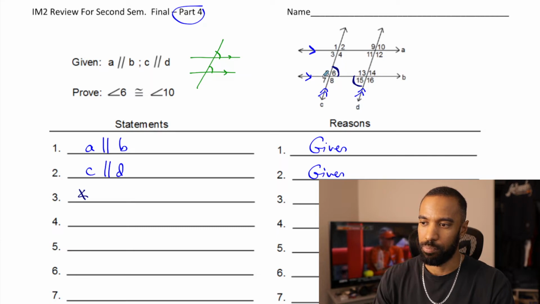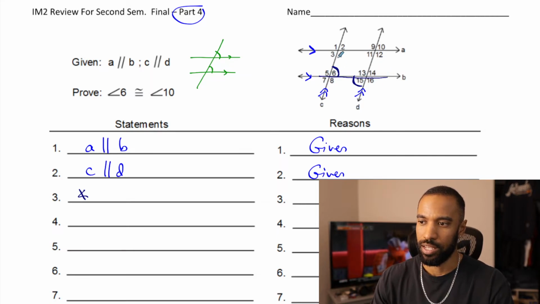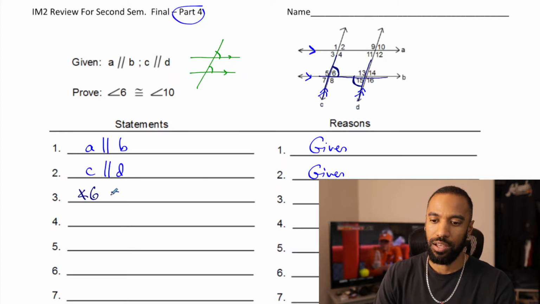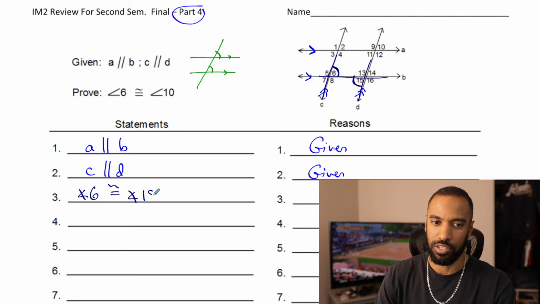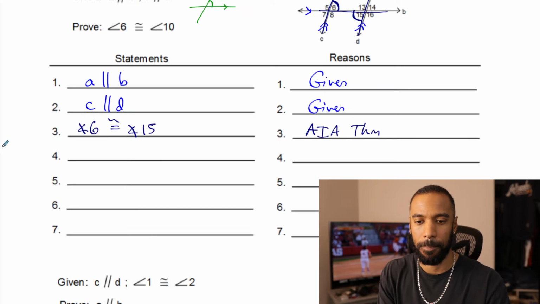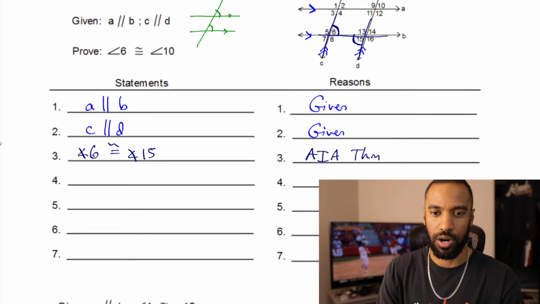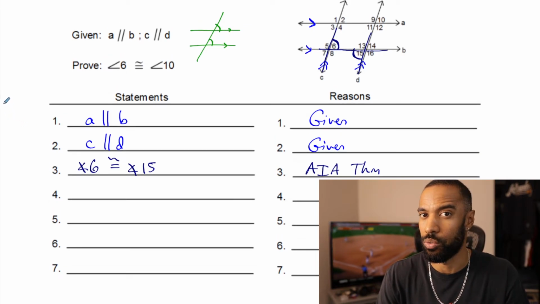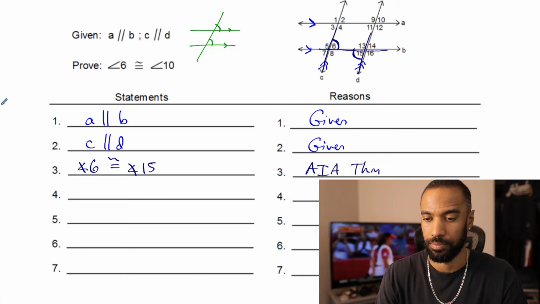Here's my transversal B. Here are these two parallel lines C and D, and these angles are on opposite sides of the transversal, in between the parallel lines. Angle 6 is congruent to angle 15 because of what is known as the alternate interior angle theorem. And here's what it states. You have to be very, very careful with this. They are not congruent because they're alternate interior angles. They're congruent because alternate interior angles are congruent when lines are parallel.